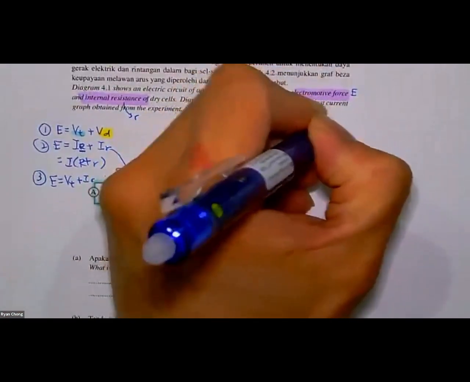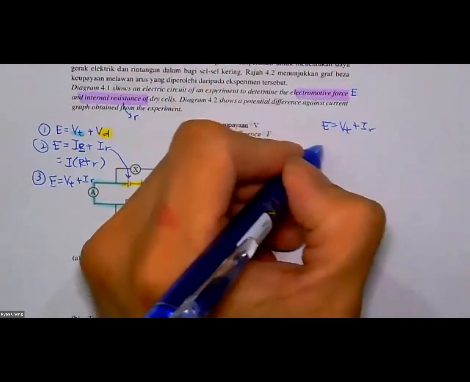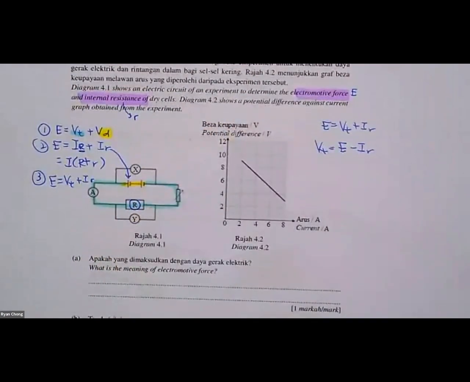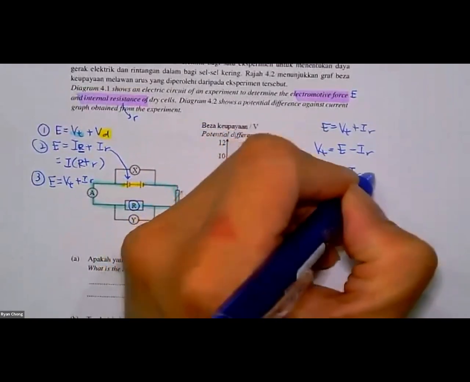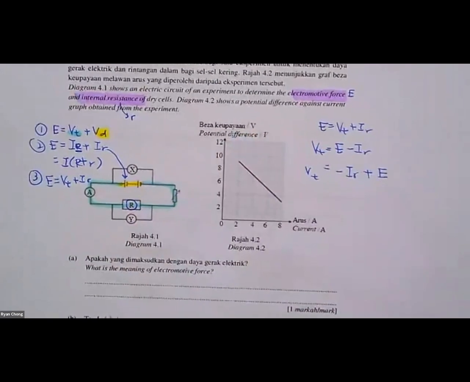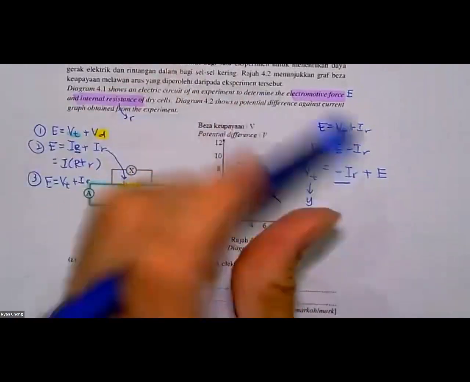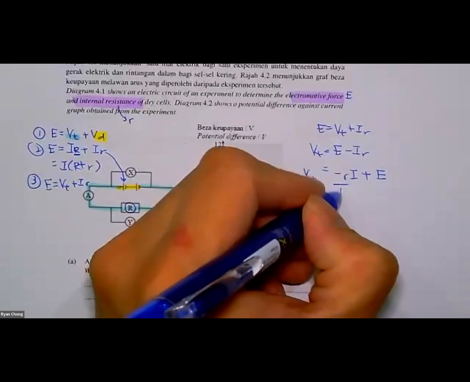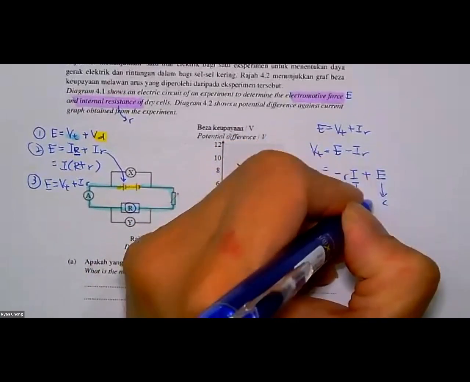When we rearrange, we put V as the subject. VT equals E minus Ir. Rearranged, VT equals negative Ir plus E. So this is your y-axis. I rearrange a bit, I put the negative r in front, E behind. Negative r is the gradient, the current is the x. This one is the intercept.